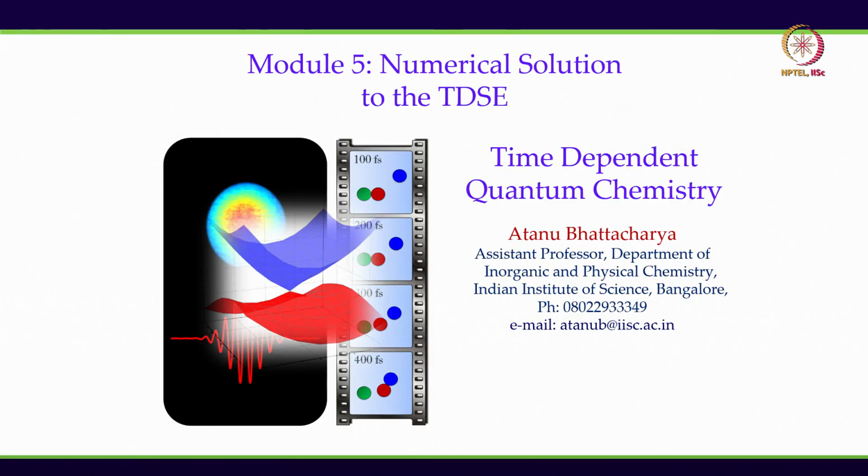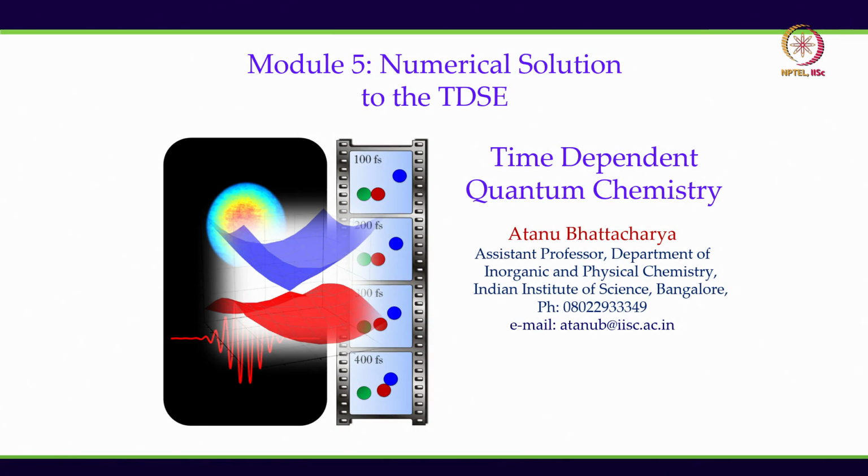Welcome to module 5 of the course Time Dependent Quantum Chemistry. In this module, we will go over the numerical approach to solve TDSE. That is the practical thing which we are going to learn for the first time in this course.